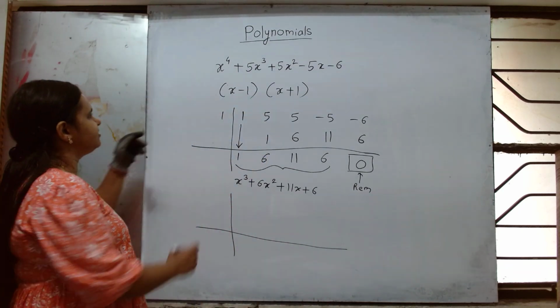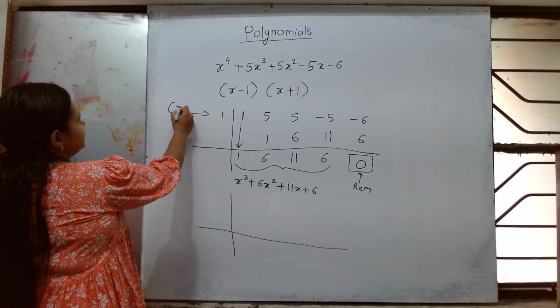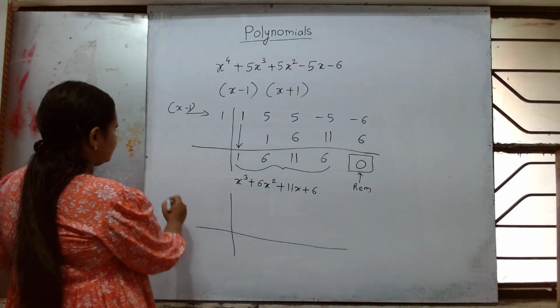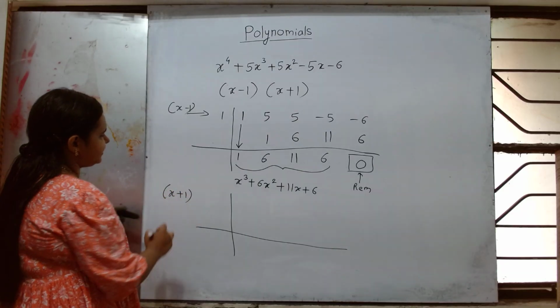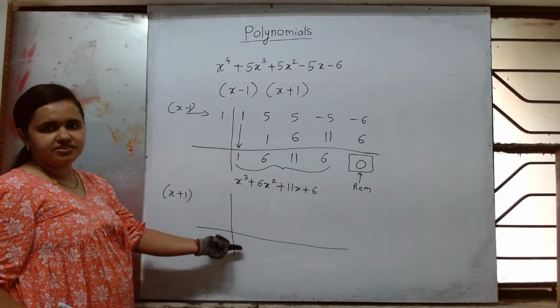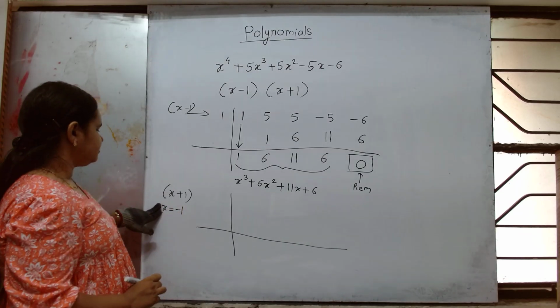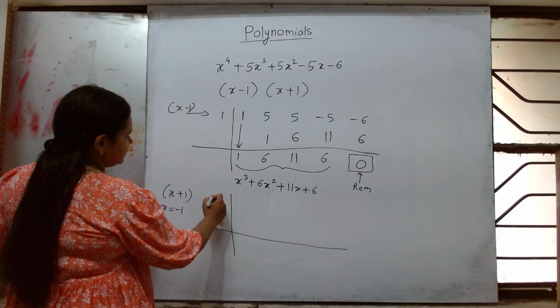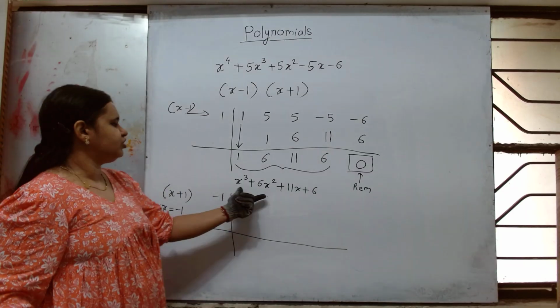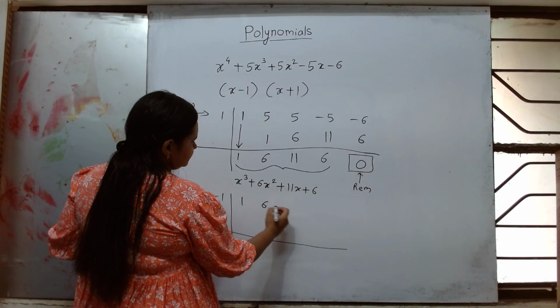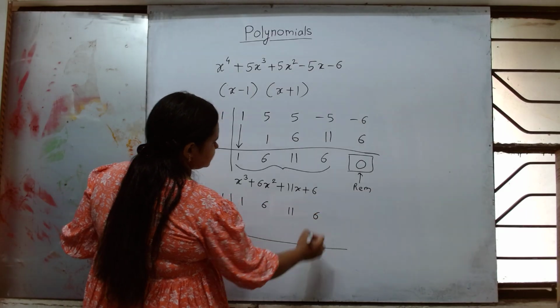So again here I take x minus 1. Now I am taking here x plus 1 as the factor. So if I take x plus 1 as the factor in the next division, it will be x equals to minus 1. Okay. So here I write minus 1. Again coefficients of this expression, it will be 1, 6, 11, 6.